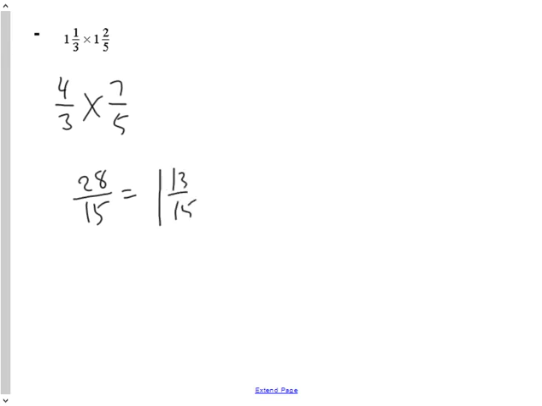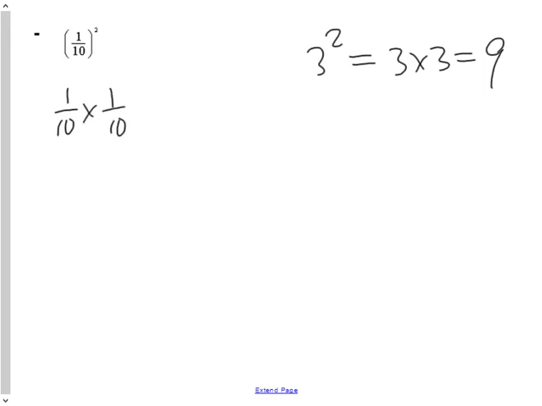Your next question, 1 1/3 times 1 2/5. When dealing with multiple mixed fractions, change them to improper. Multiply your numerators to get 28. Multiply your denominators to get 15. The answer is 1 13/15. Either answer is okay. 1 point for the work, 1 point for the answer.